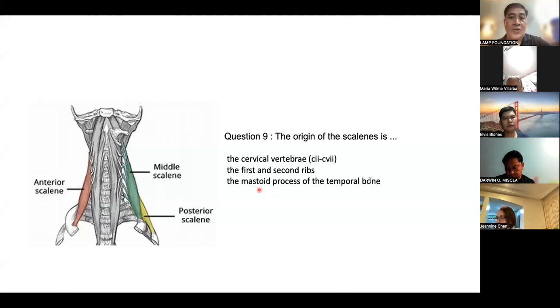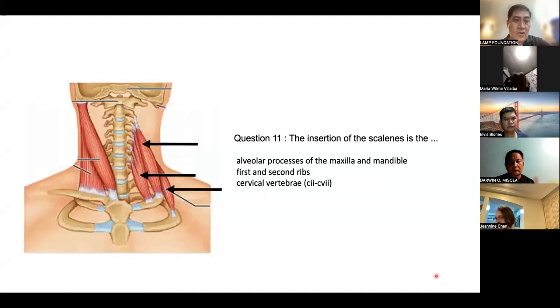The insertion of the scalenes. Yung mga arrow na yan. Nakikita mo? Scalene. O, tingnan mo. Insertion. Ito, yung parang ito. Yan, pati yan. Can you see the pointer? First and second ribs.